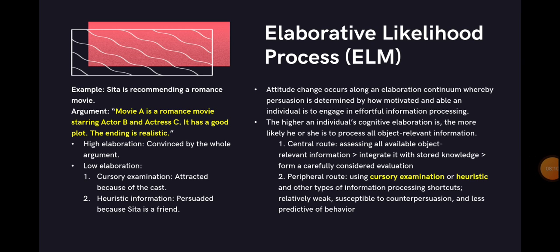I'm so sorry, I think I made a mistake here. It is actually the elaboration likelihood model. In this module, the central notion is that attitude change occurs along an elaboration continuum, whereby persuasion is determined by how motivated and able an individual is to engage in effortful information processing. So what we need to emphasize here is the elaboration and the motivation part.